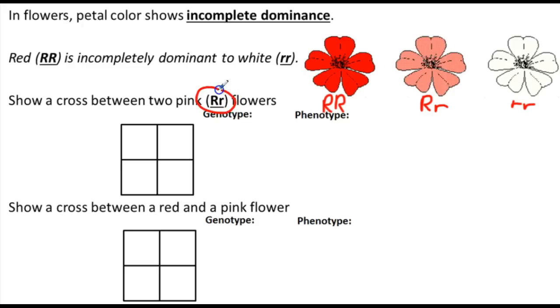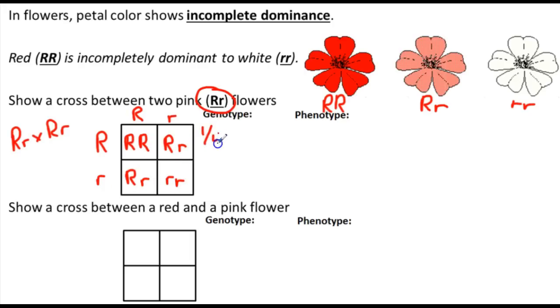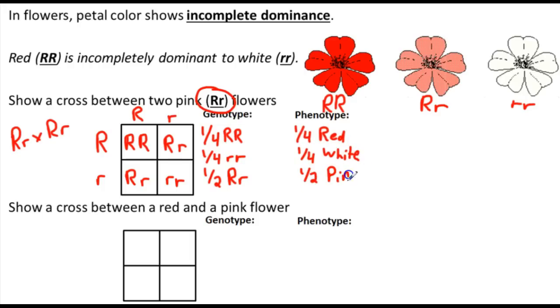So let's try our first one here, crossing two pink flowers, big R, little r, two heterozygous. Set that up on my Punnett square. Remember, each one of those is just the only combinations that I can get for each parent. Fill that in. For my genotype count, a quarter of them are going to be big R, a quarter of them are going to be little r, half will be big R, little r. So big R is going to be red, little r is going to be white, and the heterozygous will be a blend, so it will be pink.